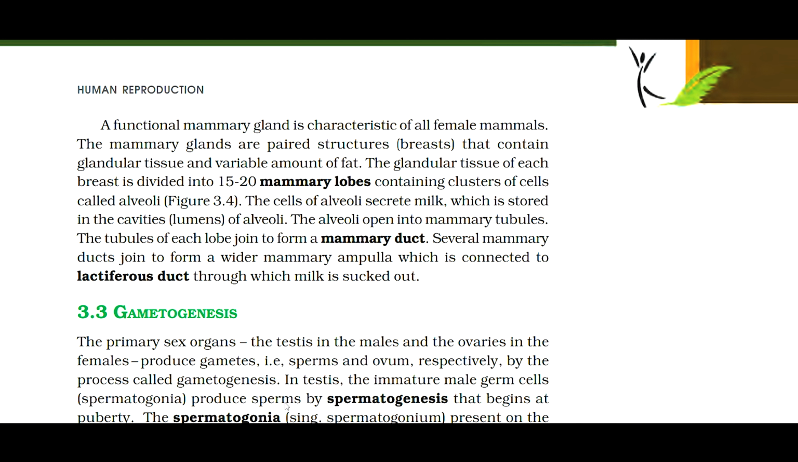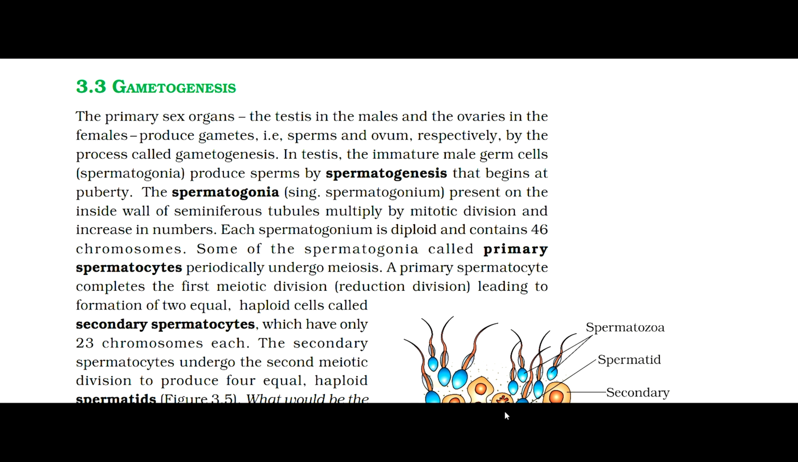The spermatogonia, which is singular spermatogonium, present on the inside wall of seminiferous tubules, multiply by mitotic division and increase in numbers. Each spermatogonium is diploid and contains 46 chromosomes. Some of the spermatogonia, called primary spermatocytes, periodically undergo meiosis.